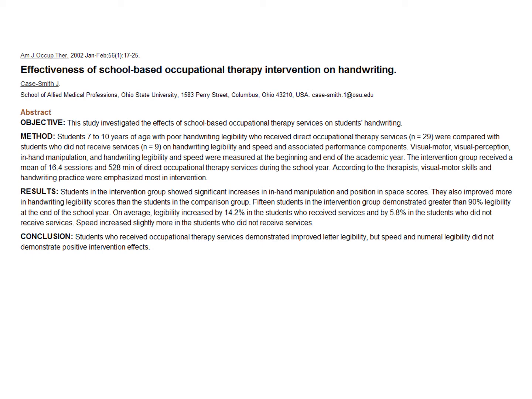And it was a non-equivalent control group design because the two groups were really differentiated by whether or not they received occupational therapy. One group who received occupational therapy were students who were referred primarily to an occupational therapist because of handwriting legibility concerns. The non-equivalent control group was a group of students who didn't get referred to occupational therapy, but they were identified by teachers as individuals who had handwriting legibility concerns.